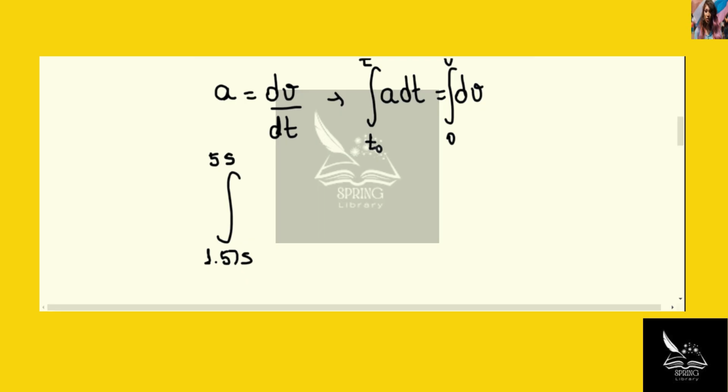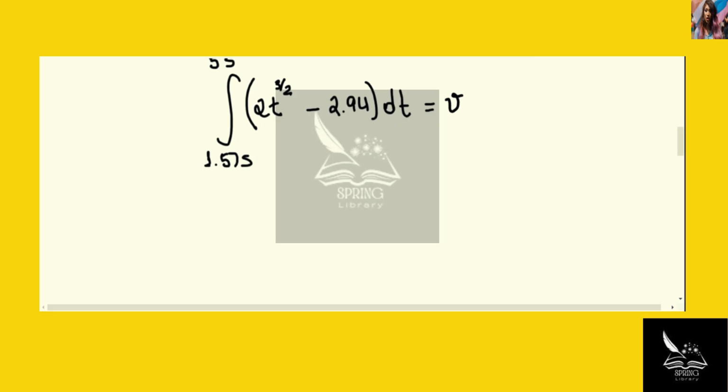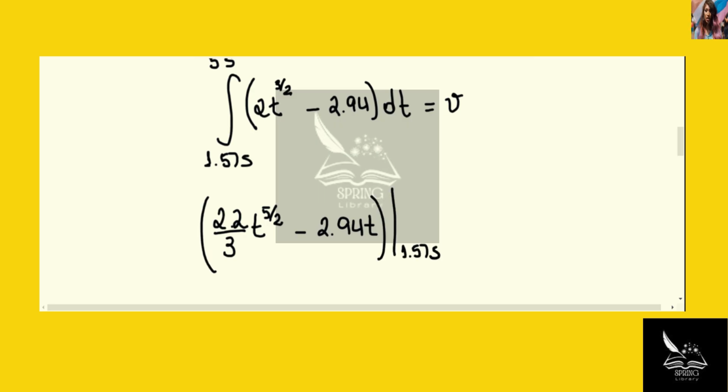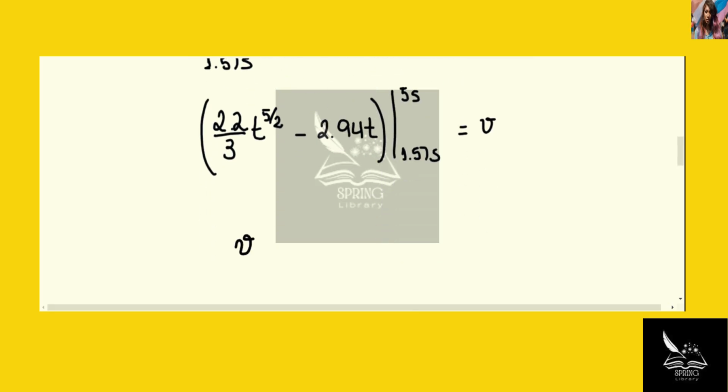which is equal to 2t to the 3/2 minus 2.94 dt, and this is equal to v. So I have 2 times 2/3 t to the 5/2 minus 2.94 t from 1.57 seconds to 5 seconds, and this is equal to v. This is the velocity v when t is equal to 5 seconds. So now all we have to do is substitute the numbers.